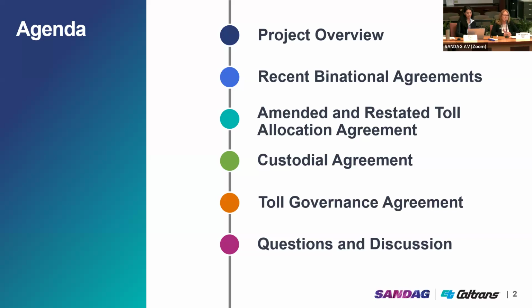Then we'll hear about the custodial agreement, which that first agreement contemplated, and this establishes the North American Development Bank as the custodian of the toll revenues and the entity that will track and split those tolls between the United States and Mexico. And finally, the toll governance agreement, which covers the binational working group, which would be a Brown Act body to advise the Board of Directors at SANDAG on toll policy and toll governance.